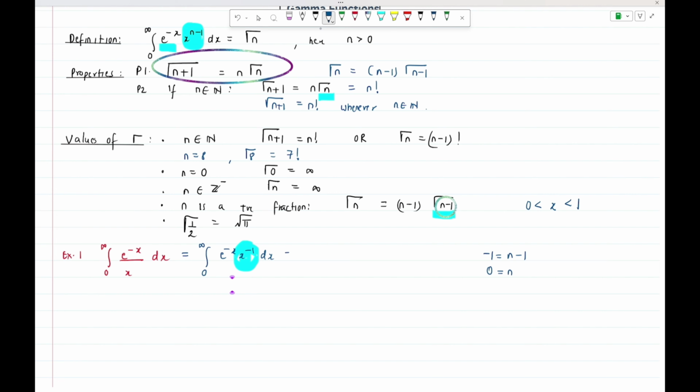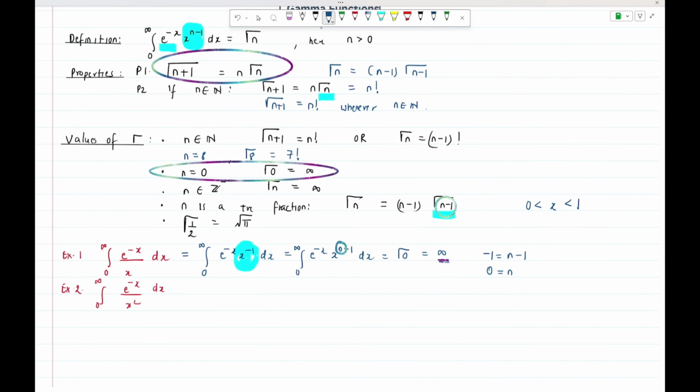So this means that we can rewrite the integral as the integral from 0 to infinity of e raised to negative x, x raised to 0 minus 1 dx. Since the value of n in this case is 0, this value is going to be gamma of 0. As discussed in the values of gamma, we have seen that if n is 0, then gamma of 0 is equal to infinity. So thus we have the answer: gamma of 0 equals infinity.